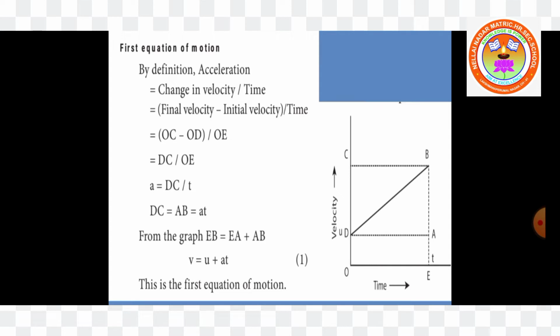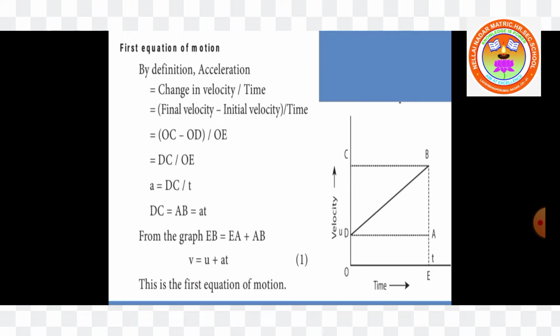So what is meant by OC minus OD? OC minus OD is equal to DC. So we can write OC minus OD is equal to DC, divided by OE. Okay, students? What is the meaning of OC minus OD? That is equal to DC, divided by OE. We know the acceleration is denoted by the letter A. So A is equal to DC divided by OE, and OE is T. So we can write A is equal to DC divided by T.